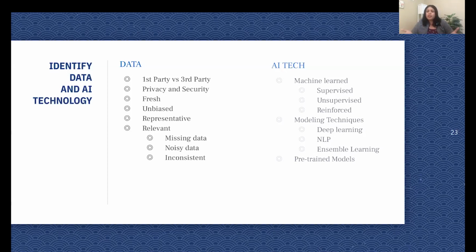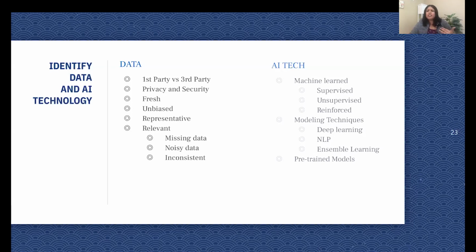So which one will you pick? I think there is a lot of conversation that will happen with your science and engineering leadership on this front. There are different modeling techniques. You have deep learning techniques, which is basically using a neural network with more than one hidden layer to do some kind of learning. You have NLP, which is natural language processing.